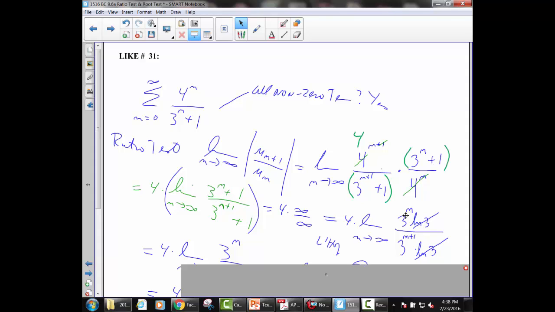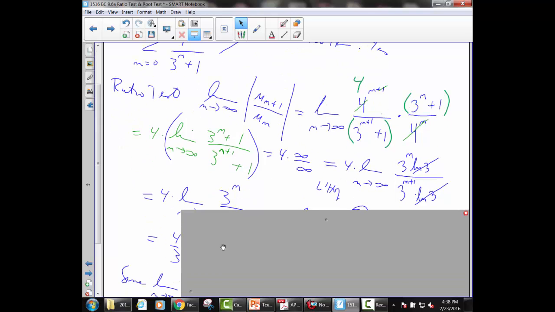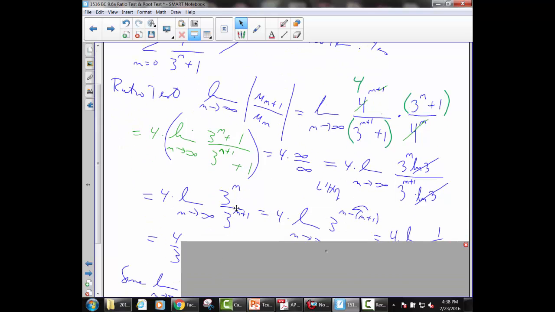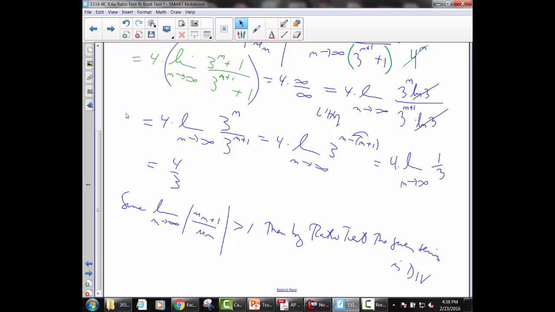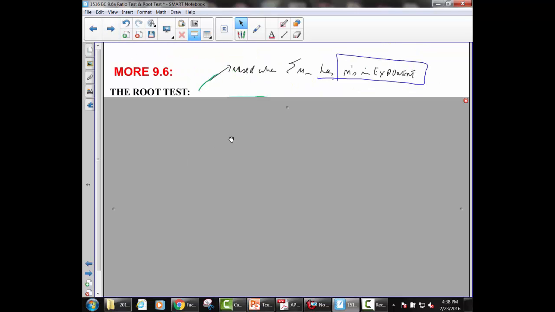The derivative of 3^n is 3^n times ln 3. The derivative of 3^(n+1)+1 is 3^(n+1) times ln 3 plus 0. The ln 3's cancel. This simplifies down into 1/3, and of course the limit as n goes to infinity of 1/3 is just 1/3, and you've got times 4. It's equal to 4/3. Since it's bigger than 1, by the ratio test, the series diverges.